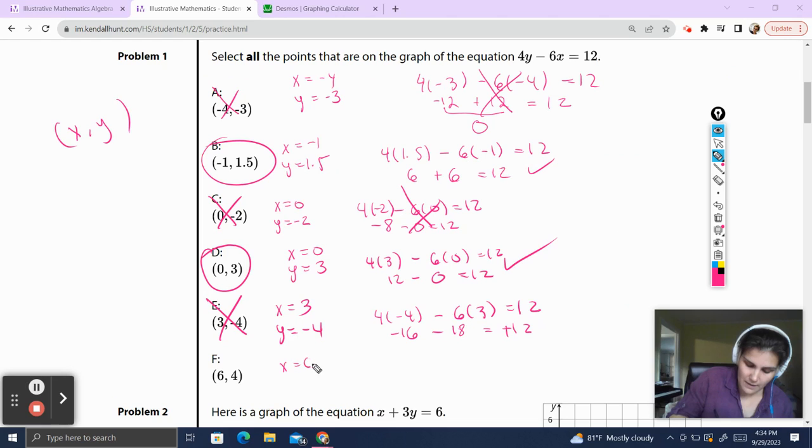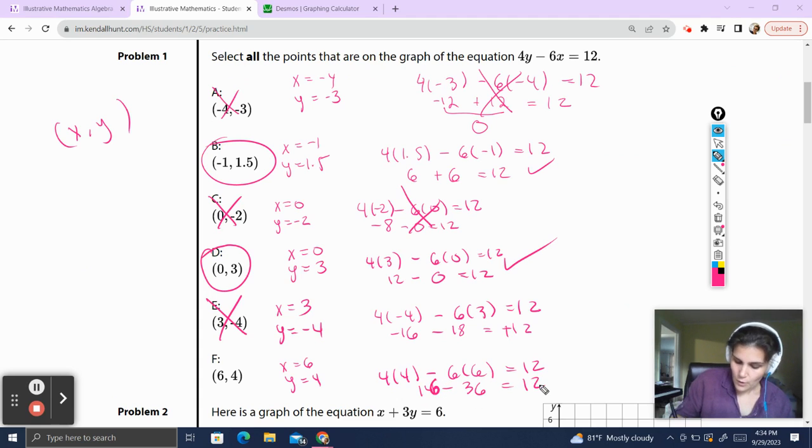Now finally we have x is equal to 6, y is equal to 4. 4 times 4 minus 6 times 6. Is it equal to 12? Well, 4 times 4 is 16. Minus 36, is that equal to 12? That gives -20. Nope, that is not equal to 12. That is not our answer.